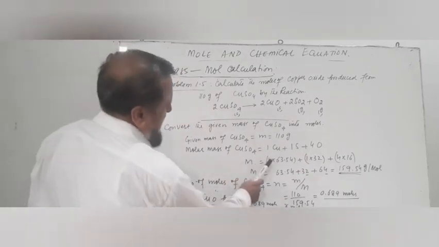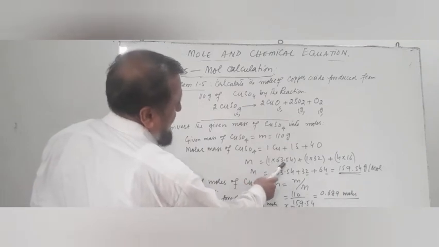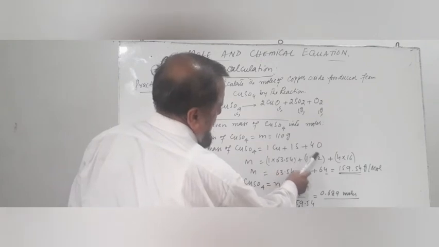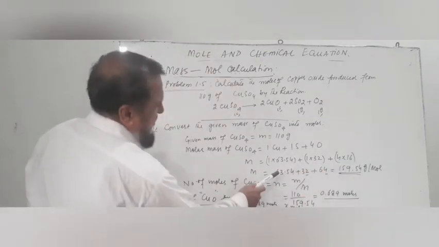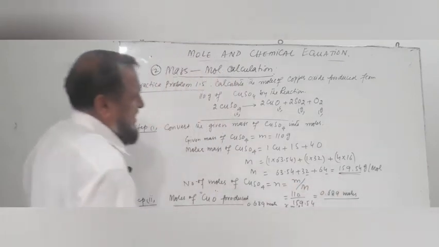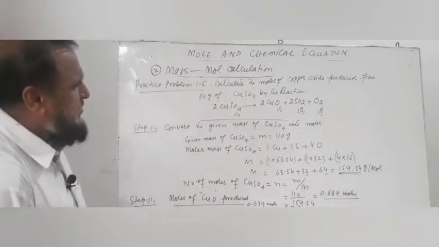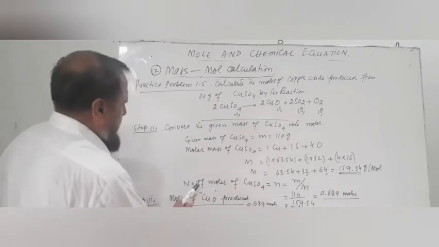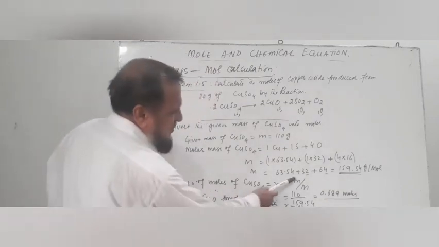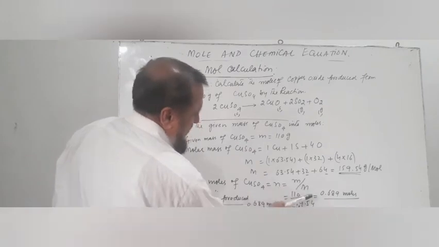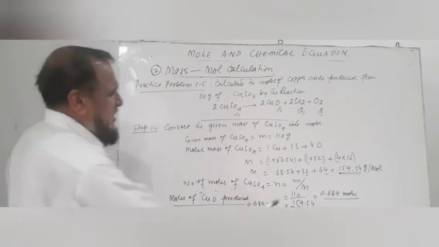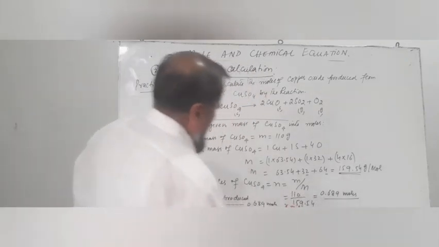The molar mass is 1 into 63.54, the atomic mass of copper, plus 1 into 32, plus 4 into 16: 63.54 plus 32 plus 64. The molar mass of copper sulfate is 159.54 grams per mole. The number of moles of copper sulfate, small n, is equal to mass by molar mass. The given mass is 110 gram and the molar mass is 159.54, and we get 0.689 moles.